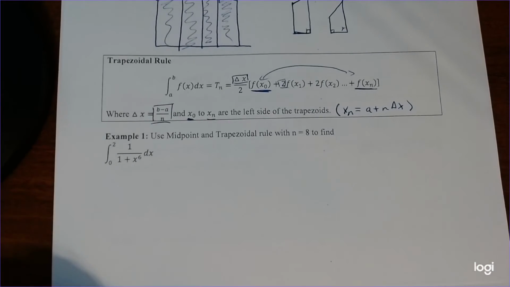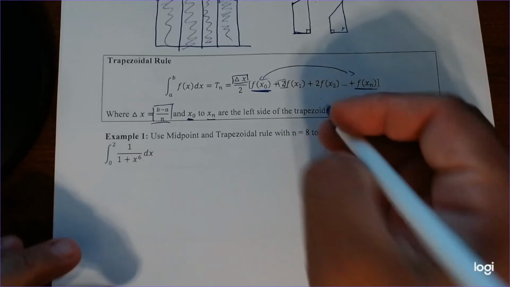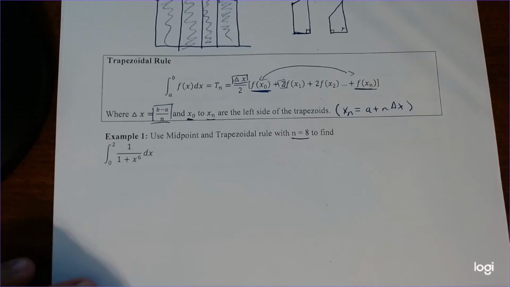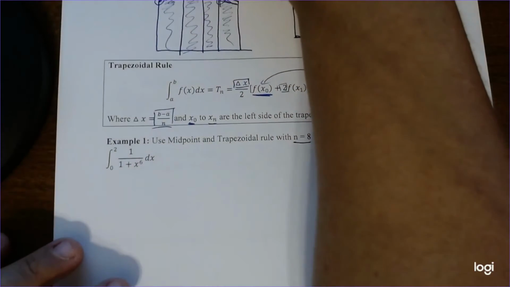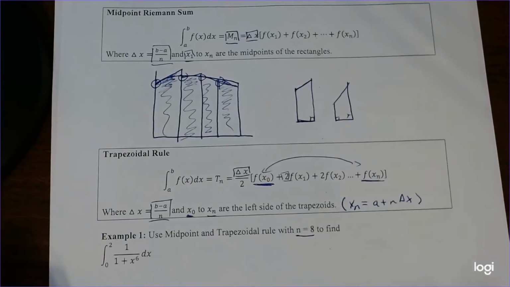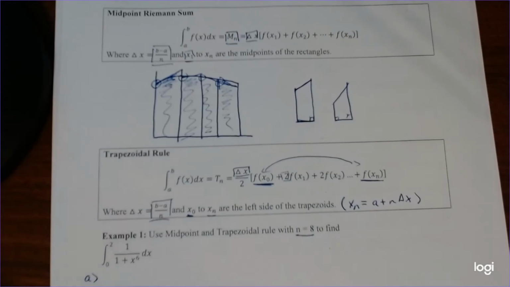Given the example here, we want to use the midpoint and trapezoidal rule with n equaling 8 to find the integral of this one here. So let's first start with the midpoint rule. We'll put that there as we go along. Let's call that A. So we're going to find the midpoint.